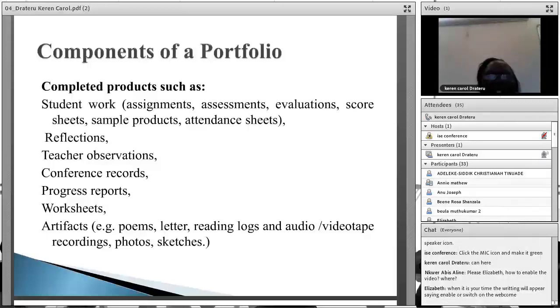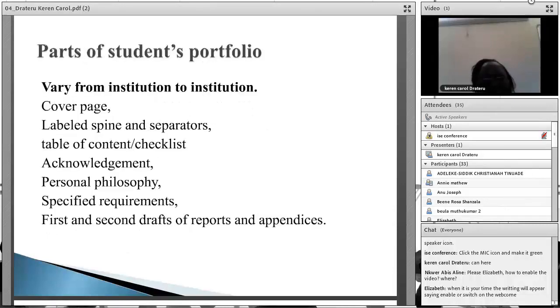Components of a portfolio: completed products such as student work, like assessments, assignments, evaluations, score sheets, sample products, and attendance sheets. Then reflections, which students tend to do over time, teachers' observations, conference records, progress reports, worksheets, artifacts, such as poems, letters, reading logs, and audio or videotape recordings, photos, and other sketches.